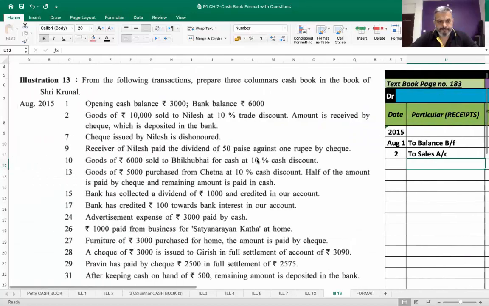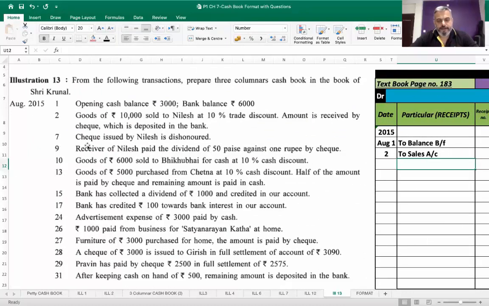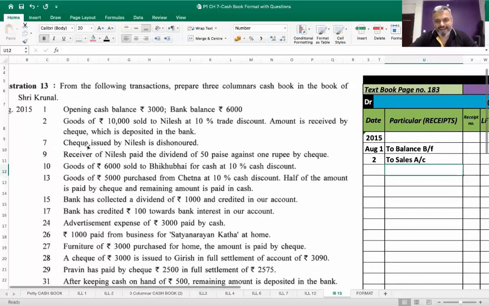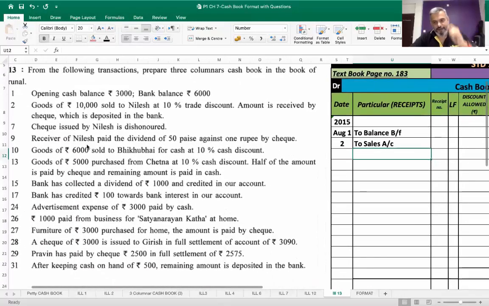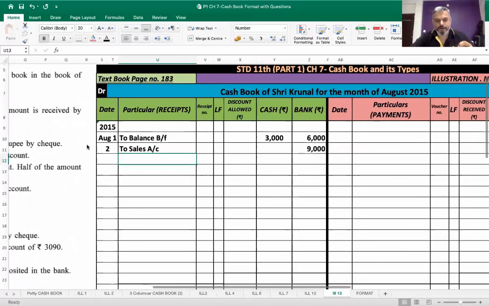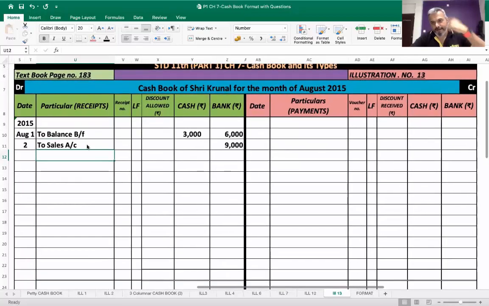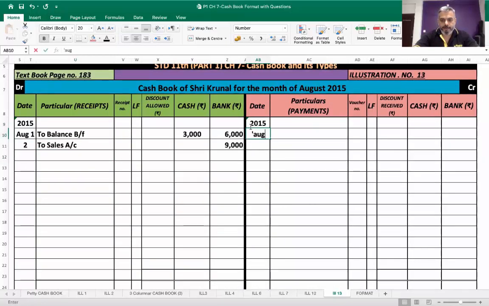Next, 7. Now the cheque issued by Nilesh is dishonoured. So the cheque we received, which we recorded on the receipt side, has now been dishonoured. So we will have to record it on the payment side, 2015 August 7th, by Nilesh. Now we'll have to write the name because we have to take this money from Nilesh. So by Nilesh account in the bank column 9,000. This is for cheque dishonour.